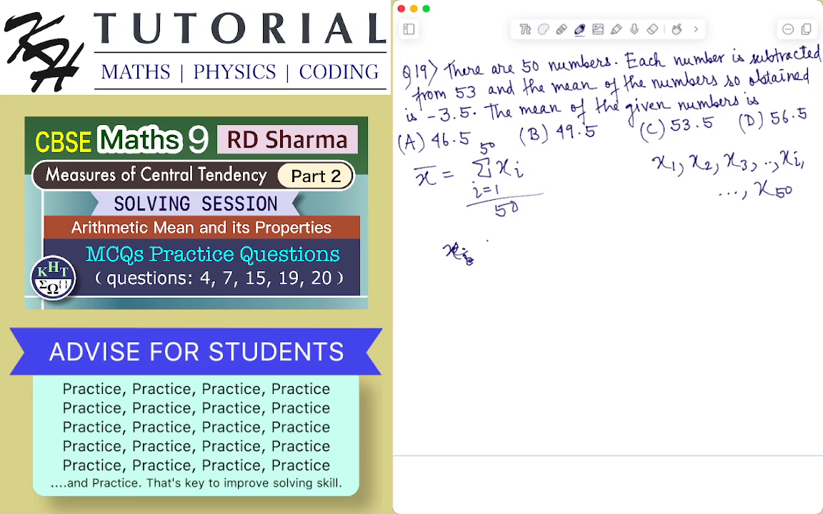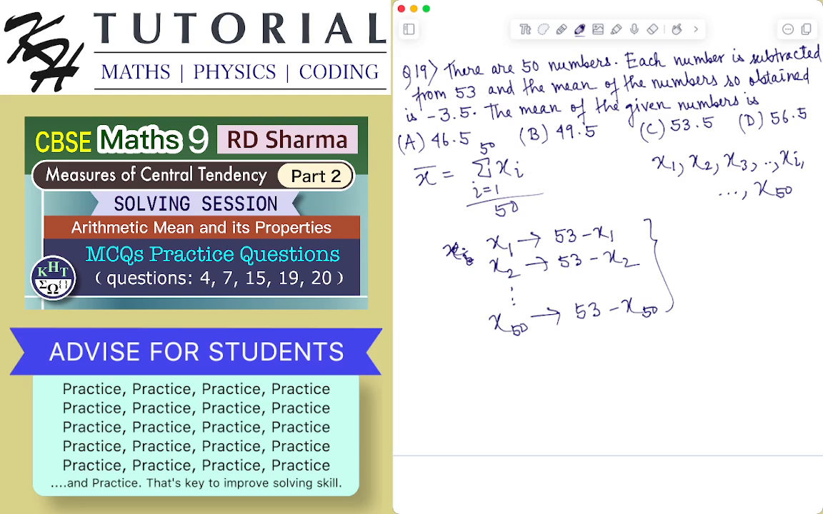It will be, so x1, the observation x1 after subtracting from 53 becomes 53 minus x1. x2 becomes 53 minus x2. This way up to x50, the observation x50 will become 53 minus x50. So now we have to find the mean of these observations, that is 53 minus x1, 53 minus x2, 53 minus x50.